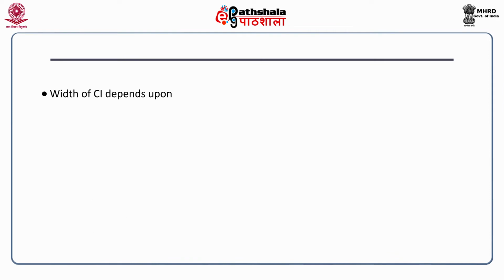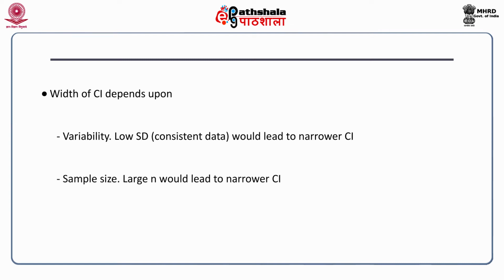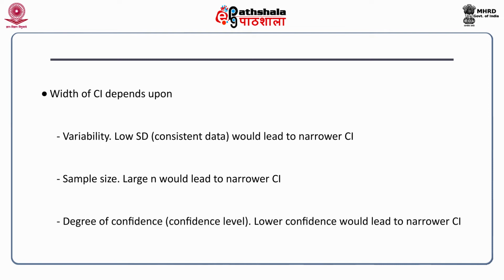The width of the CI depends upon the variability. Low standard deviation, or consistent data, would lead to a narrower CI. A large sample size n would lead to a narrower CI. Degree of confidence, that is the confidence level: lower confidence would lead to a narrower CI. It's the same thing with the standard error of the mean. As I told you, the confidence of SEM is very low, around 60%. That is why the SEM is a lot narrower than the 95% CI.